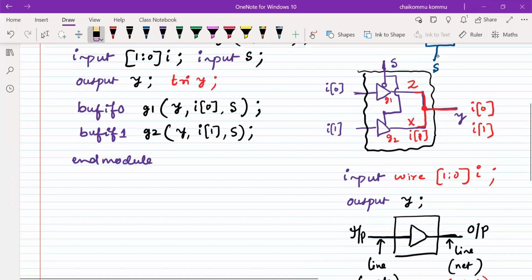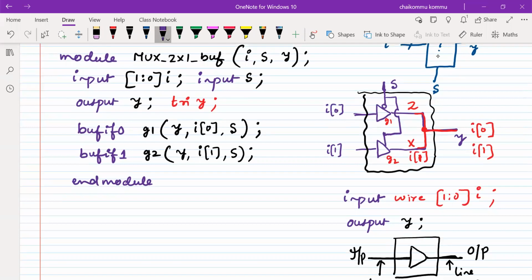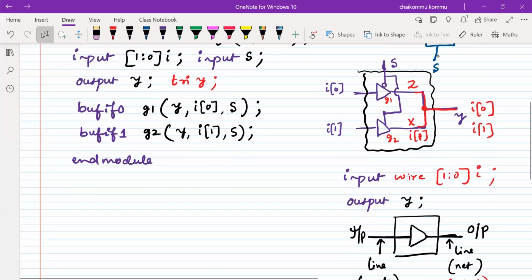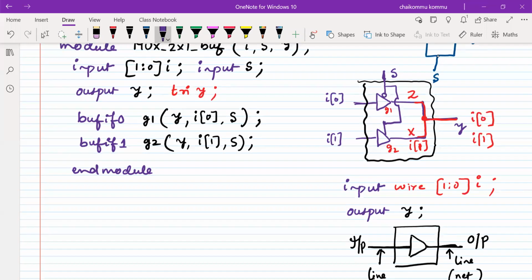So shall we write a test bench? How do we write a test bench? In the last class I told you that you have to complete the test bench. Now I'm going to write the test bench for you. Please go through it. So let us write a module. I'll keep a heading, test bench.